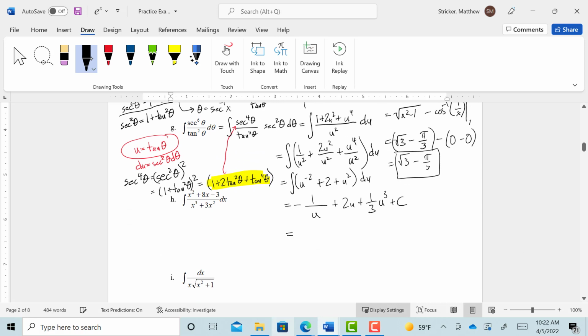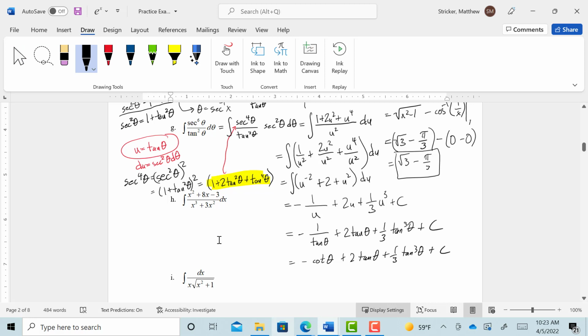And u is tangent, so this is minus 1 over tangent theta plus 2 tangent theta plus 1/3 tangent cubed theta plus c. And 1 over tangent is cotangent, so this is minus cotangent theta plus 2 tangent theta plus 1/3 tangent cubed theta plus c. All right, so we got that one.